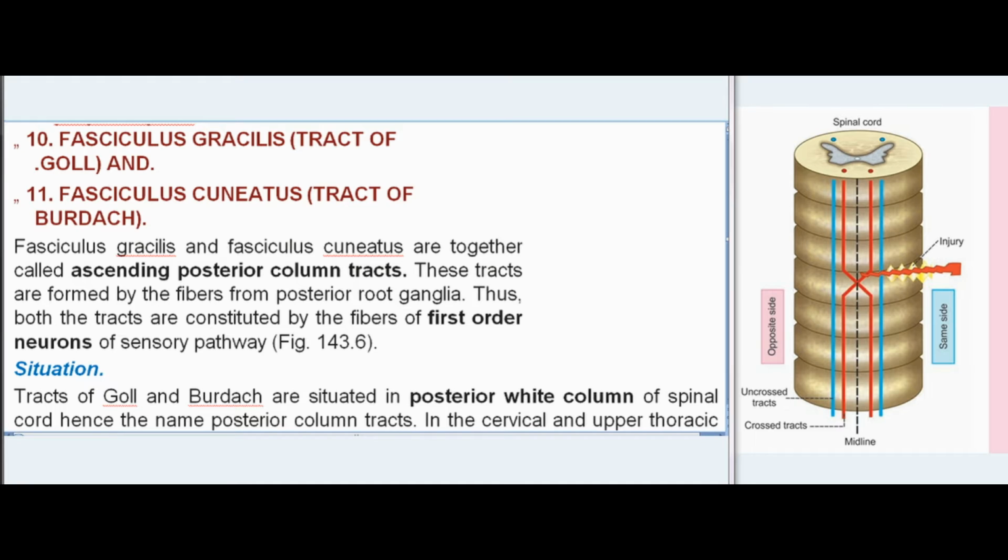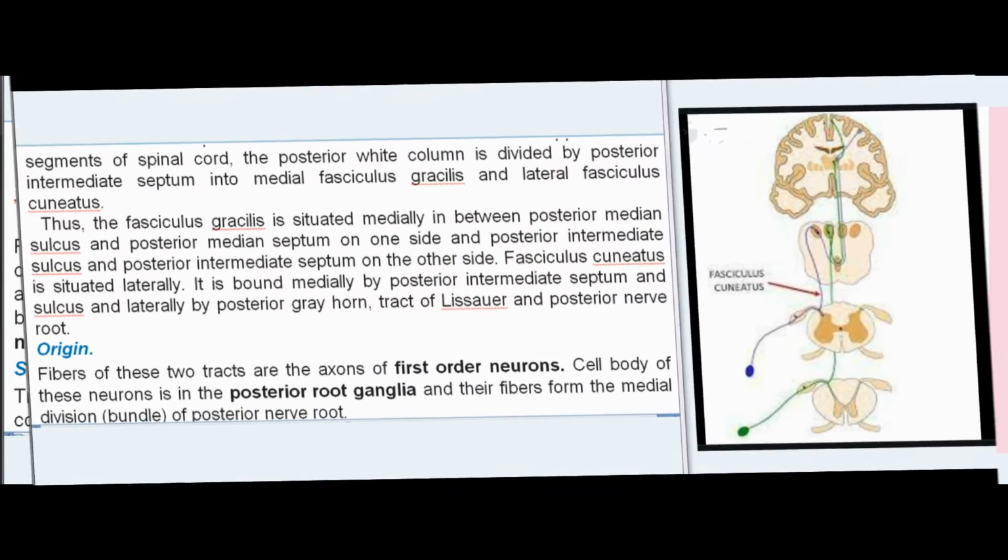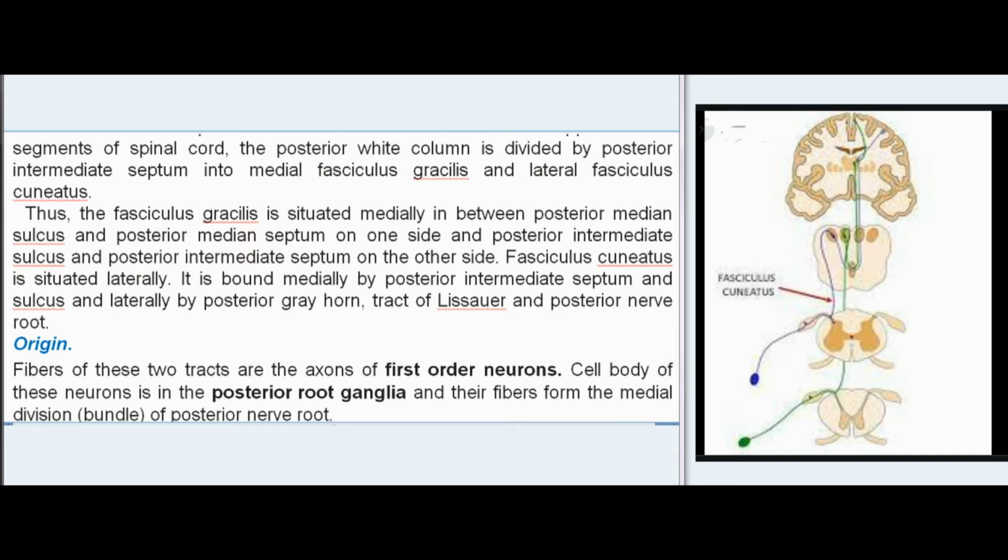column tracts. In the cervical and upper thoracic segments of spinal cord, the posterior white column is divided by posterior intermediate septum into medial fasciculus gracilis and lateral fasciculus cuneatus. Thus, the fasciculus gracilis is situated medially in between posterior median sulcus and posterior median septum on one side and posterior intermediate sulcus and posterior intermediate septum on the other side. Fasciculus cuneatus is situated laterally. It is bound medially by posterior intermediate septum and sulcus and laterally by posterior gray horn, tract of Lissauer and posterior nerve root.